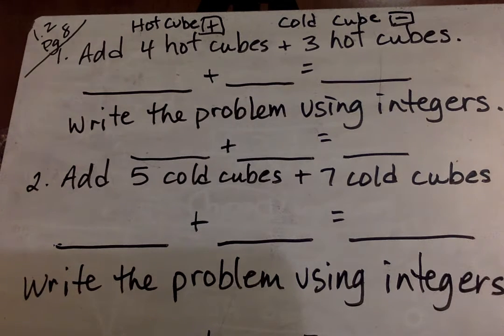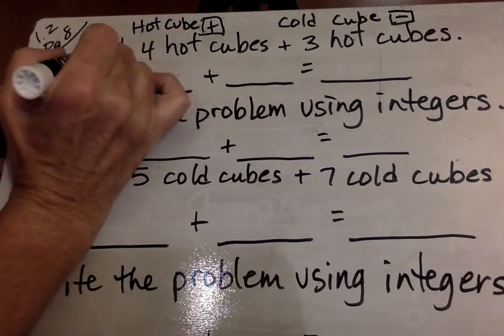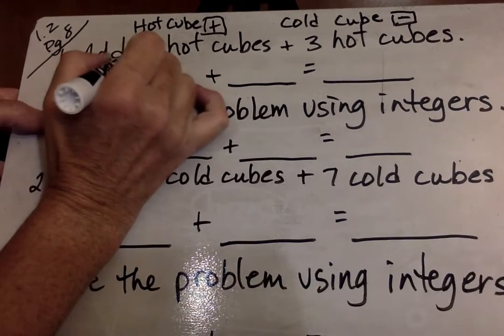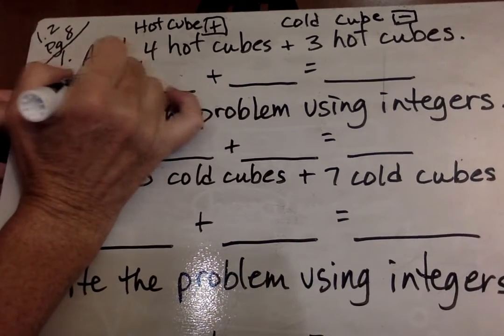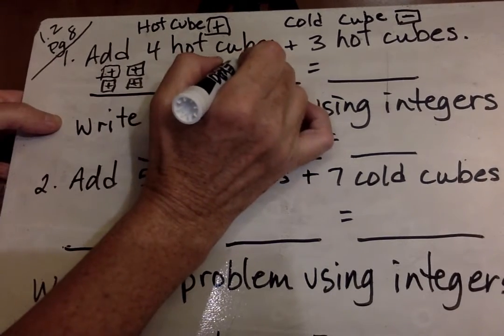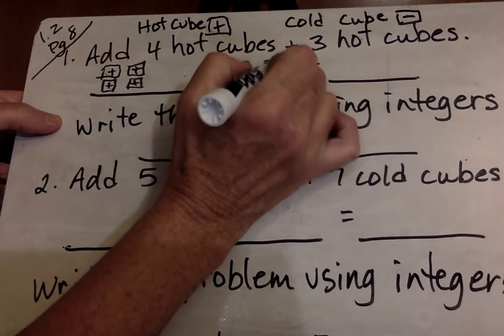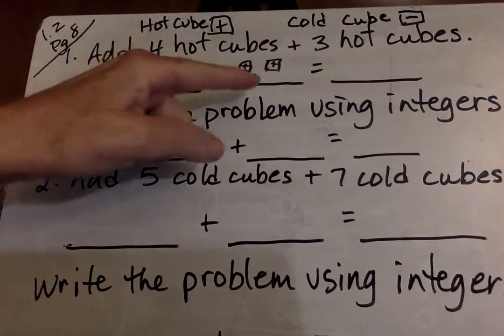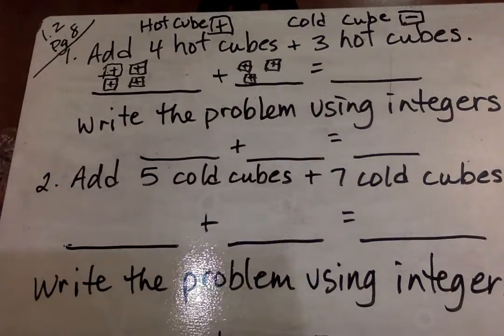To get to even, we need one hot cube and one cold cube, and you add one of those each together and you get to 0. So our first example is add 4 hot cubes and 3 hot cubes. So if we do that, again, the hot cubes are the little squares with pluses. So 4 hot cubes there, and we're going to have 3 hot cubes here. So you have 4 and 3, that's going to make 7 hot cubes.